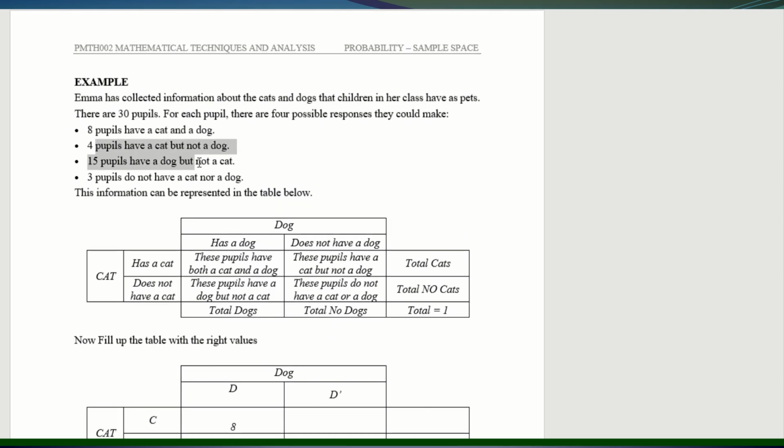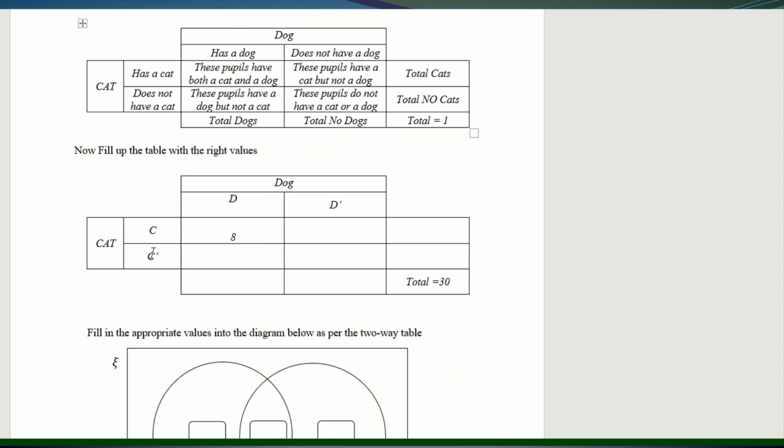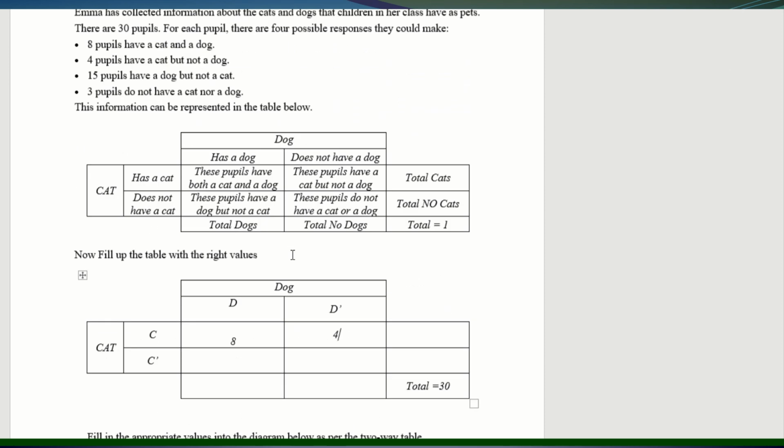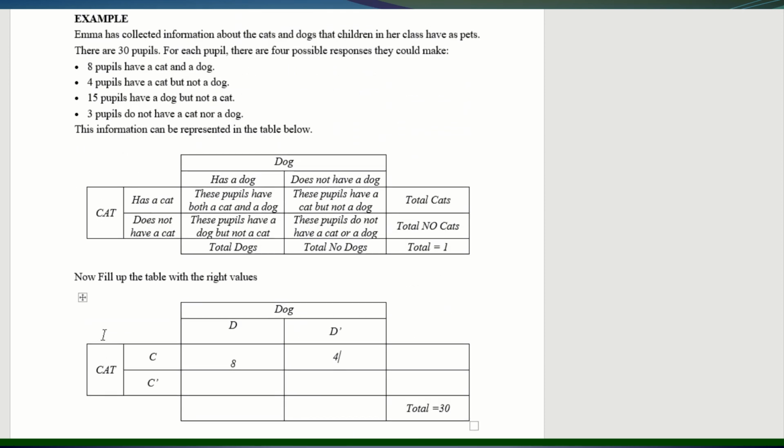4 people have a cat but not a dog. So look, it's just like filling up a table, you know. It's like a jigsaw puzzle. They have a cat but not a dog, so 4 goes here. Do you get it? They have a cat but not a dog. So this is where, because this is cat and no dog. Understand? So you can total write it 12.